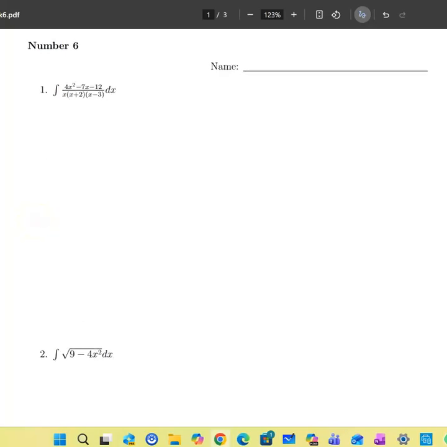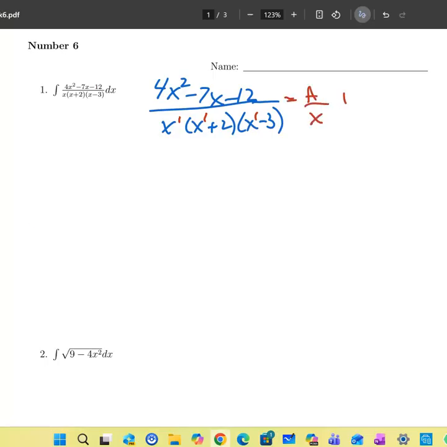So the first step we're going to want to do is to rewrite the fraction without the integral. And it's already factored in the denominator, so that's a good thing. Now I'm going to break it up. See, these are each linear terms. That means x's are to the 1 power. So this gives us a over x plus b over x plus 2 plus c over x minus 3.